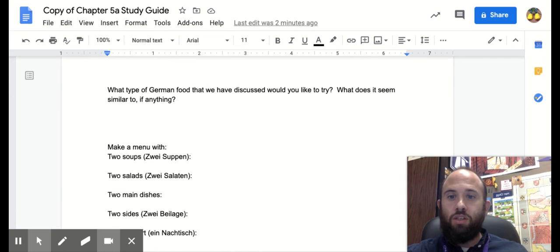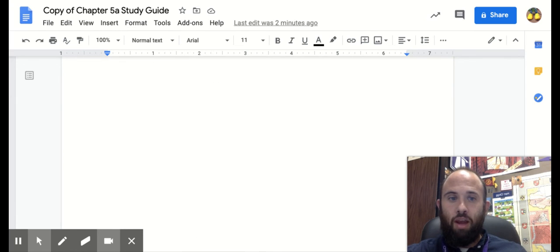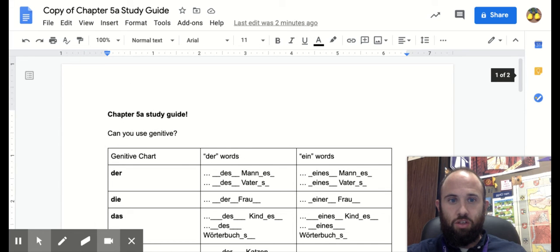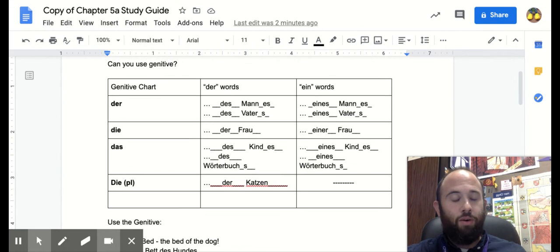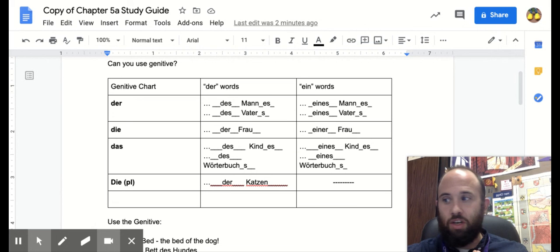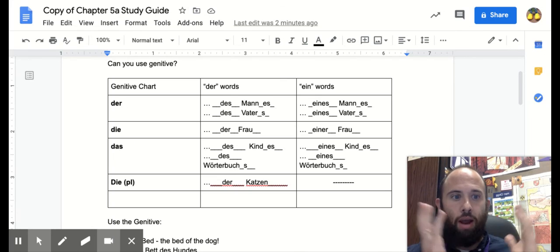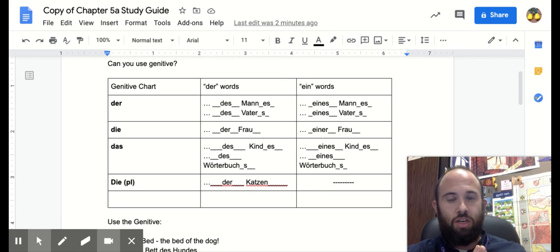We're going to start to talk more and more about food later, but I wanted to go ahead and just give you a quick introduction to genitive. Once you practice it enough, I think genitive is maybe the easiest to wrap your mind around, easier than accusative was when you learned it, or dative was when you learned it.